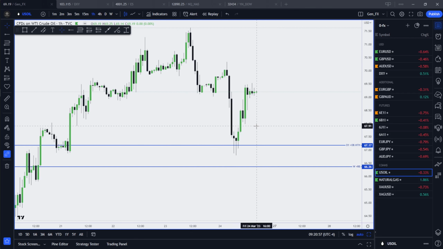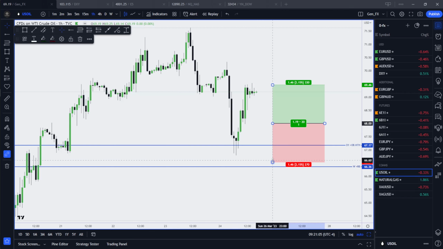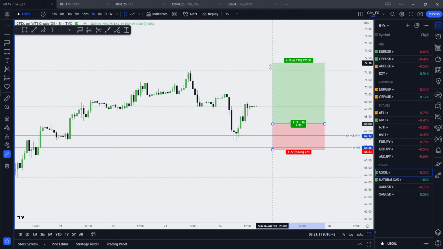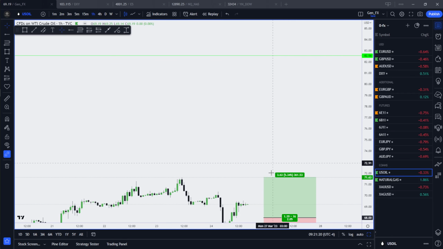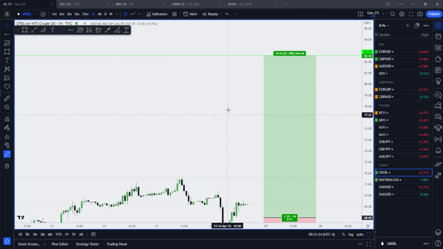Say 67.91. So basically something like this. 60. Yeah, I would just call it 68. Yeah, 68, and I would not want to see 66.2. Okay. And targets, well, of course, first target would be here, 71.63, but I'm actually looking for quite a bit more, like 82.